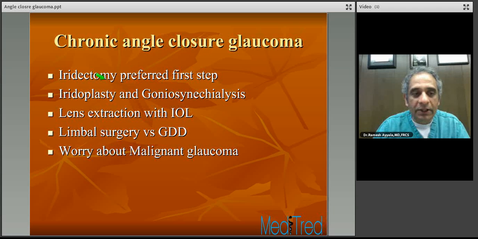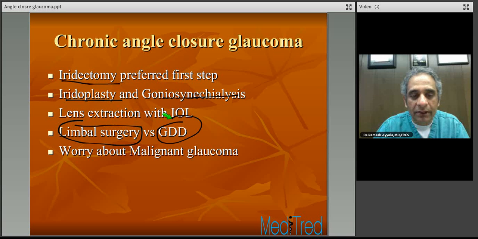In a patient with chronic angle closure glaucoma, the preferred first step, according to the BCSC book, is iridectomy. And this is followed by iridoplasty and goniosynechialysis, as is indicated. Then consider lens extraction with intraocular lens implantation. Based on how much damage has occurred already to the optic nerve, set a target pressure, and based on the target pressure, you may want to perform limbal filtration surgeries or a glaucoma drainage device implantation, whichever technique that you're familiar with.